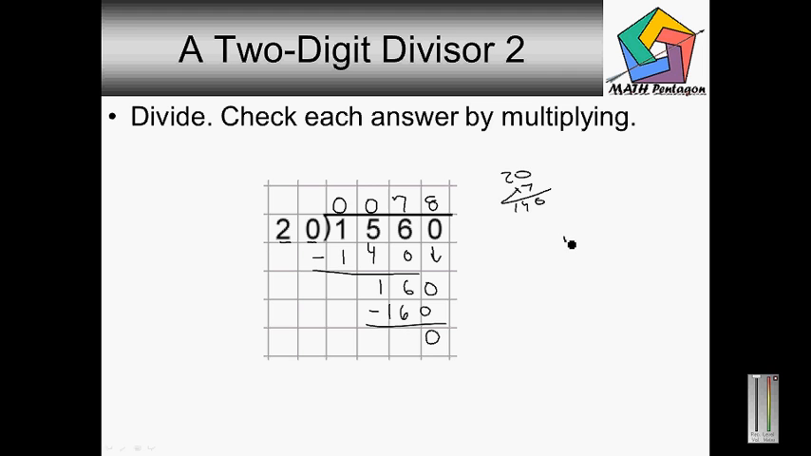Now we can check our answer by doing 78 times 20. 0 times 8 is 0. 8 times 2 is 16. Carry the 1. 7 times 2 is 14, plus the 1 is going to give me 15. So I wind up with the answer of 1,560. And as you can see, it matches right here.